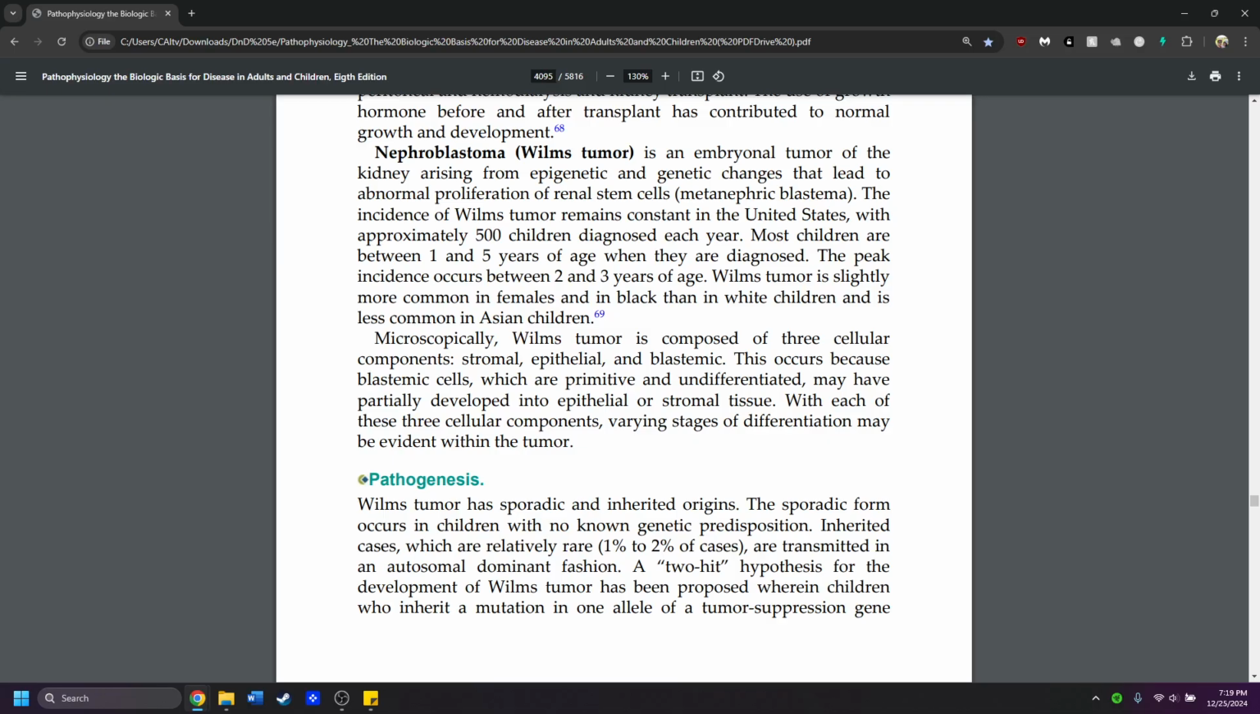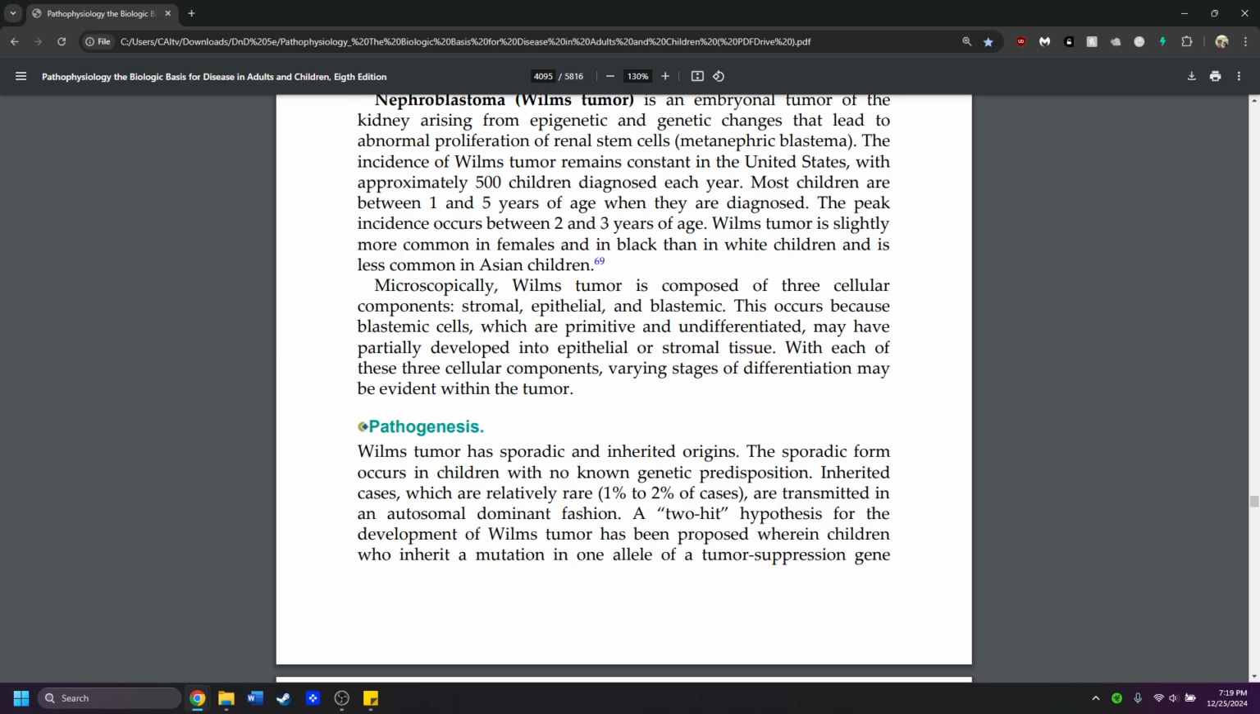Wilms tumor is slightly more common in females and in Black than white children, and is less common in Asian children. Microscopically, Wilms tumor is composed of 3 cellular components: stromal, epithelial, and blastemic. This occurs because blastemic cells, which are primitive and undifferentiated, may have partially developed into epithelial or stromal tissue, with each of the 3 cellular components at varying stages of differentiation evident within the tumor.